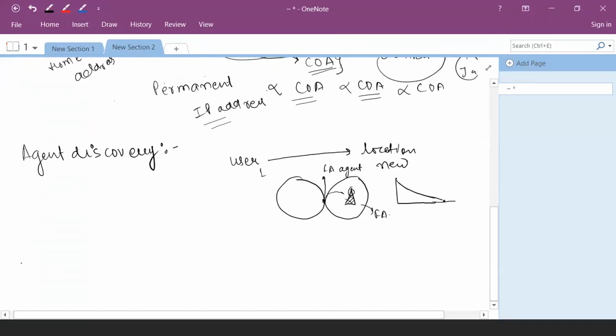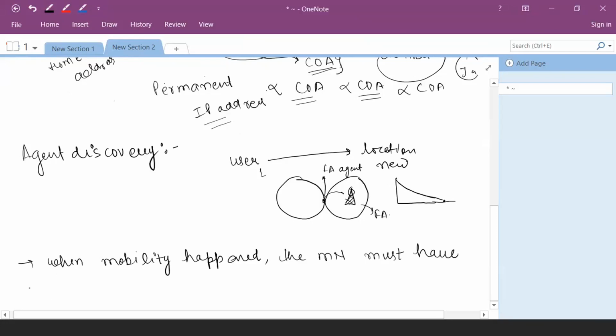So for the text, I will write: with mobility, the mobile must have agent discovery in order to have connectivity.